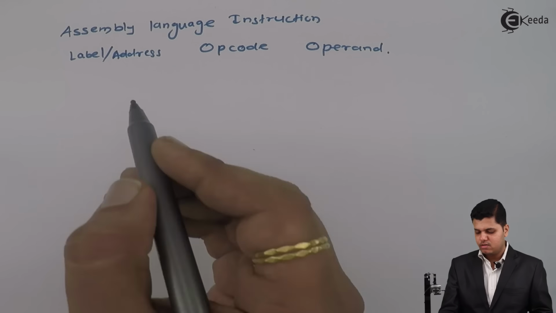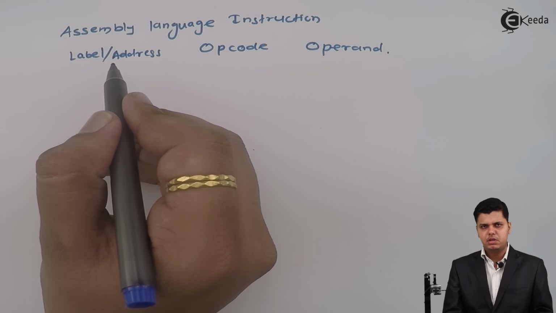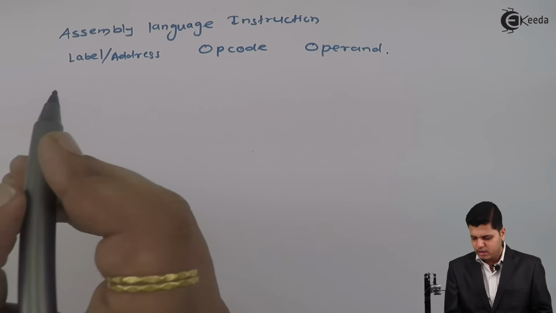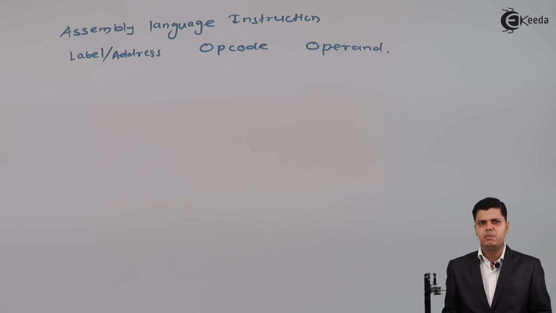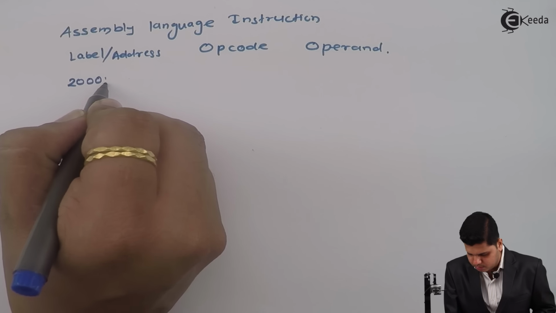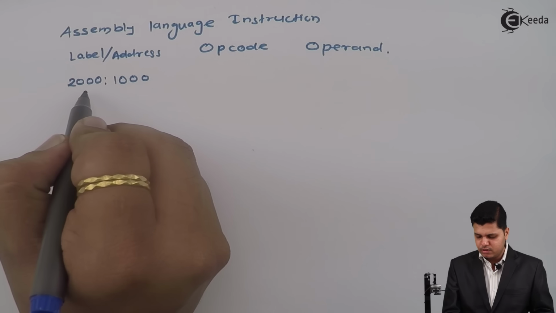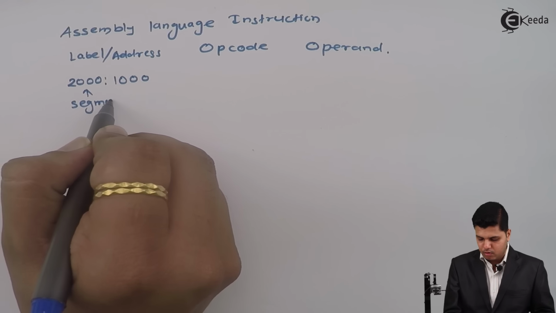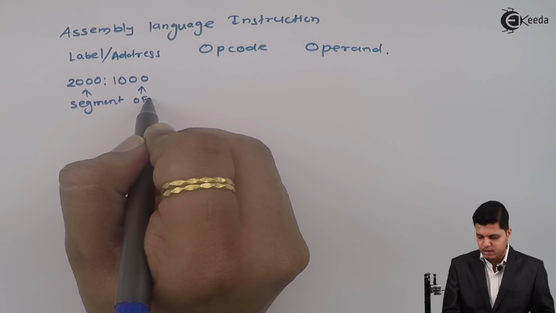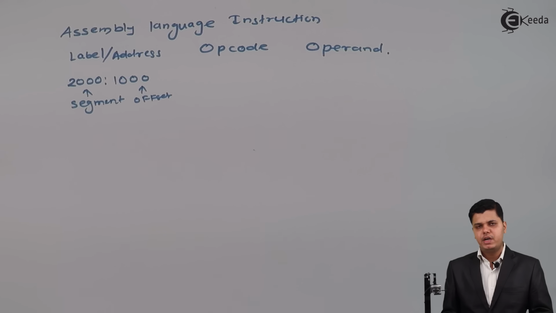Now what is the significance of these three fields? Firstly, the instruction is written in memory, and it has to be written at some address. That address is defined in the first field, namely label or address. We can signify the address like 2000:1000. The first part is the segment address and the second is the offset address. By combining these two, we form a 20-bit physical address where the actual instruction will be written.